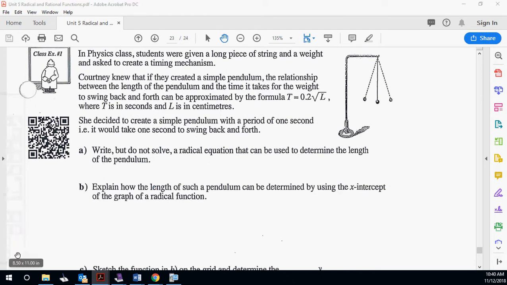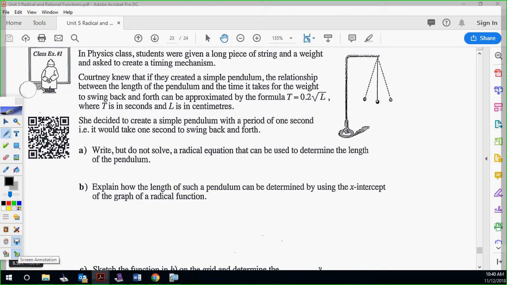In physics class, students were given a long piece of string and a weight and asked to create a timing mechanism. Courtney knew that if they created a simple pendulum, the relationship between the length of the pendulum and the time it takes for the weight to swing back and forth can be approximated by the formula T equals 0.2 radical L, where T is in seconds and L is length in centimeters. She decided to create a simple pendulum with a period of 1 second. It would take 1 second to swing back and forth. Write, but do not solve, a radical equation that we can use to determine the length of the pendulum.